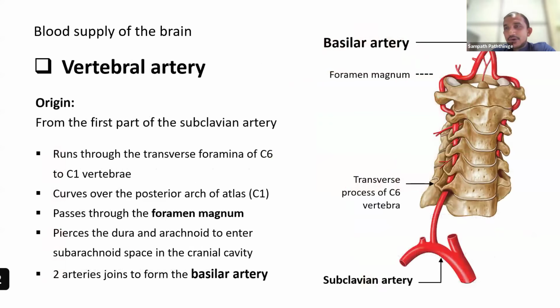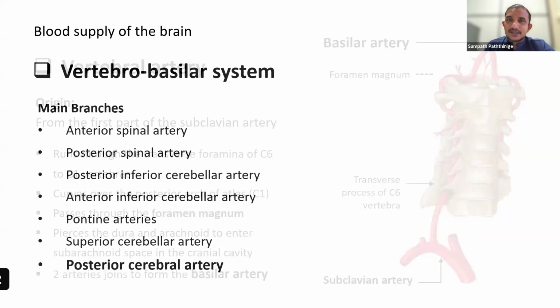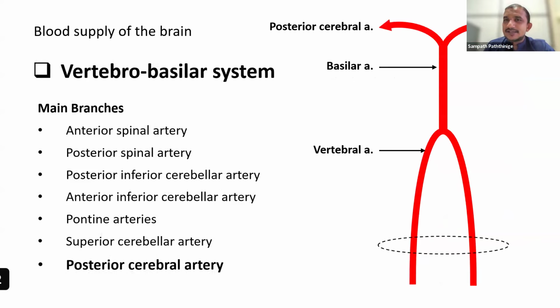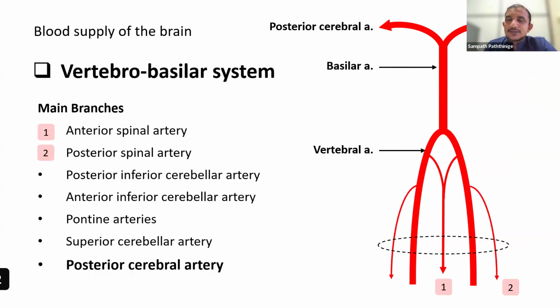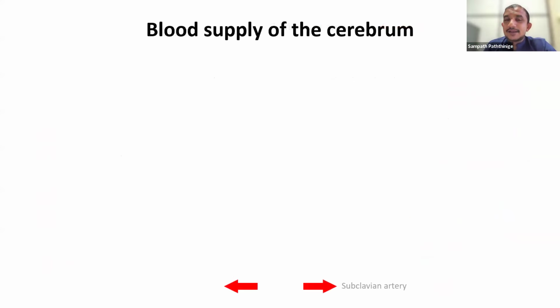The vertebral artery arises from the subclavian artery, goes through the transverse foramina, except the C7 transverse foramen, goes through the foramen magnum, and comes into the subarachnoid space in the cranium. The two vertebral arteries join to form the basilar artery. So we learned about the vertebrobasilar system and its branches. It is basically for the brainstem and the cerebellum, but it also supplies an area of the cerebrum as well. So you should know what areas are supplied.